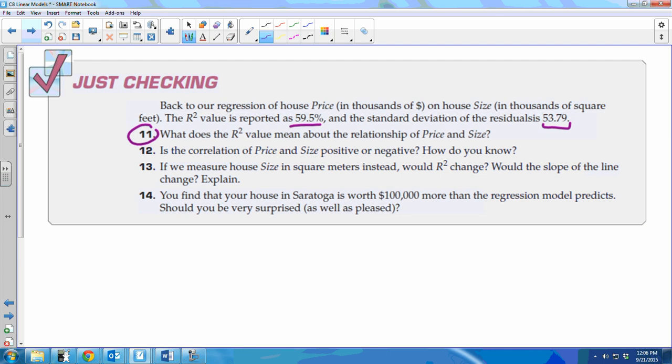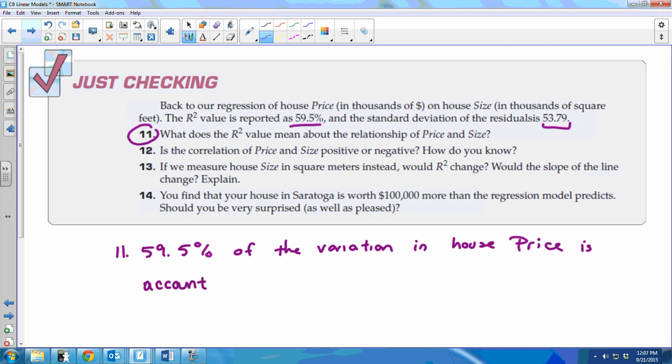So that means that 59.5% of the variation in house price, because price was our Y variable, is accounted for by house size. That's what that means. You have to know that sentence. So know that sentence.